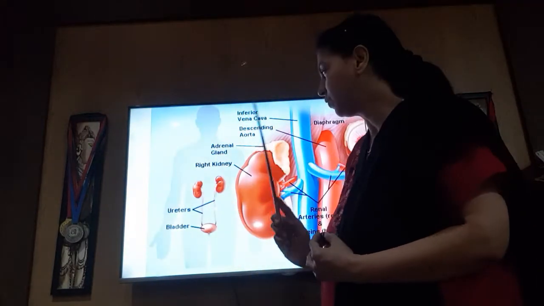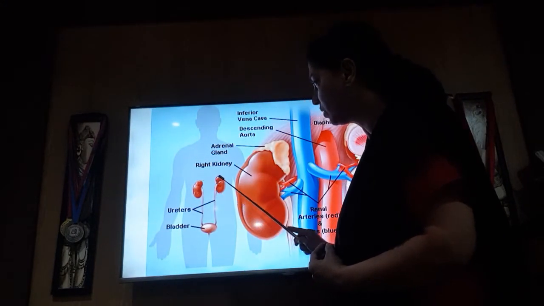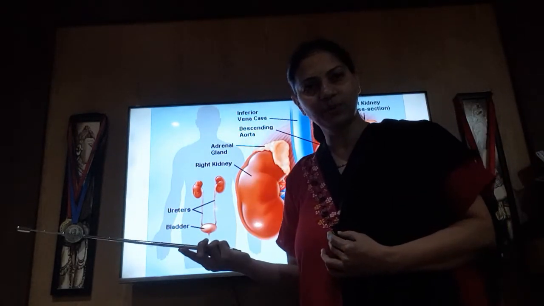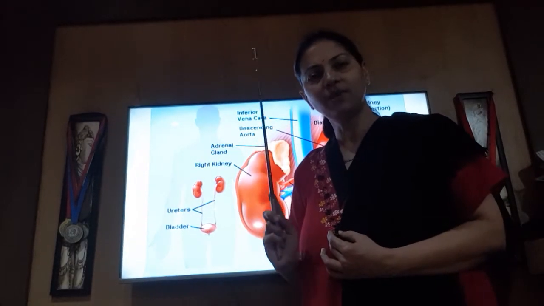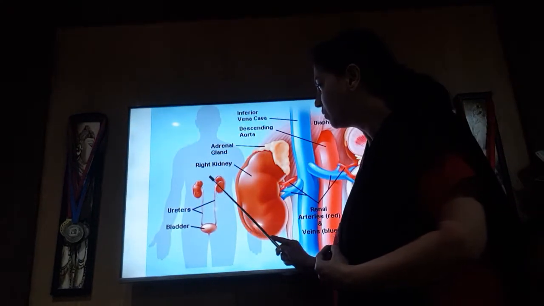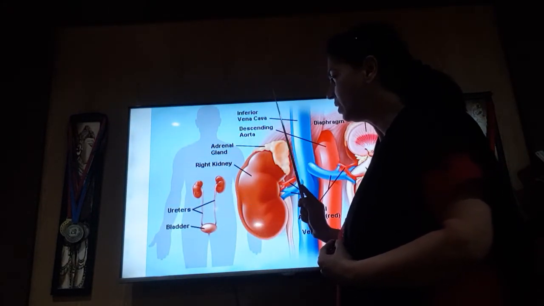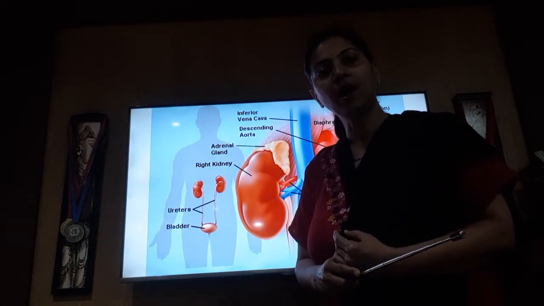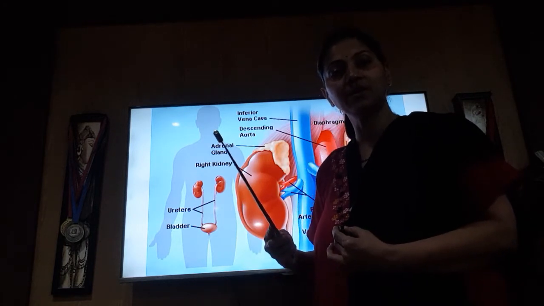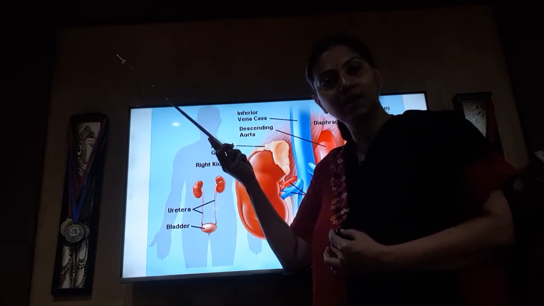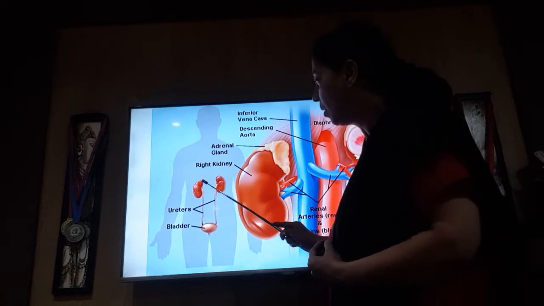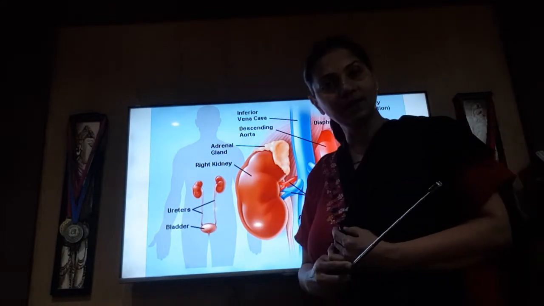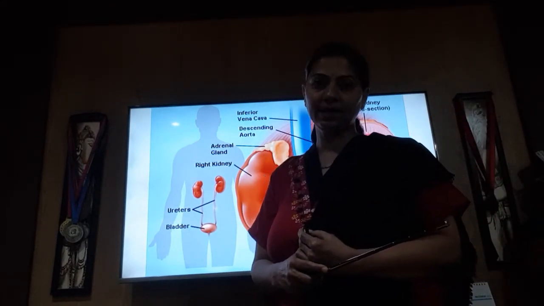Okay, so first of all, the poles. We talk about the poles of both kidneys. The pole is related to the suprarenal gland. No issues about that, nothing great to learn. It's very simple. The upper pole of both the kidneys, right and left, is related to the suprarenal gland. The name itself suggests it: supra, above, renal, the kidney. So the upper pole of both kidneys is related to the suprarenal gland, also called the adrenal gland.